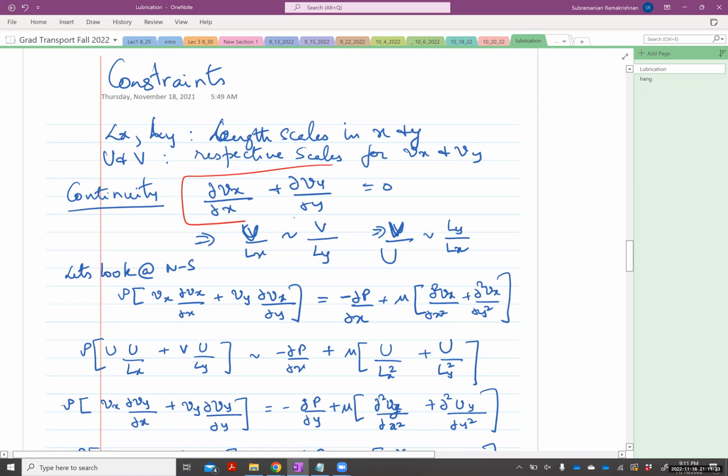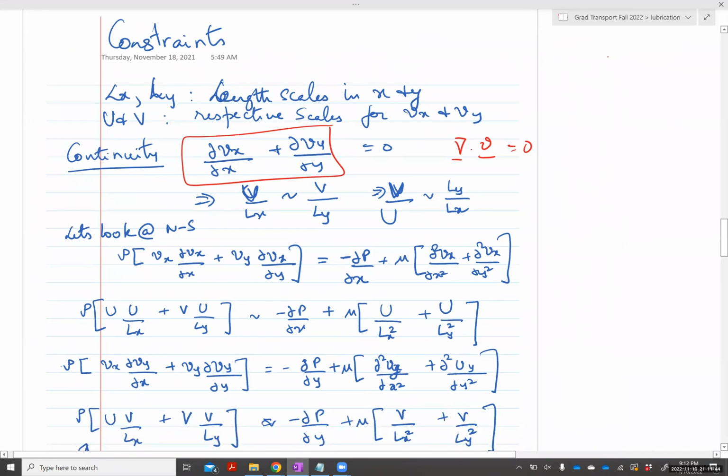So ∇·V is 0 for an incompressible flow, right? ∇·V is 0. That is the classic continuity equation. So ∂Vx/∂x plus ∂Vy/∂y is 0.